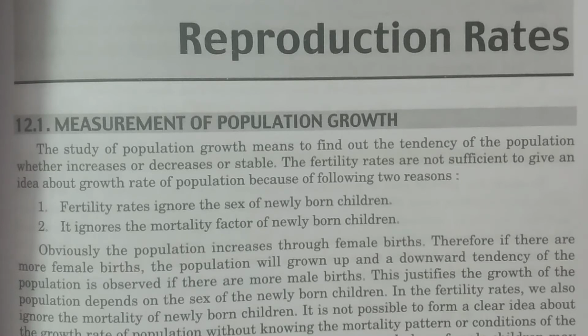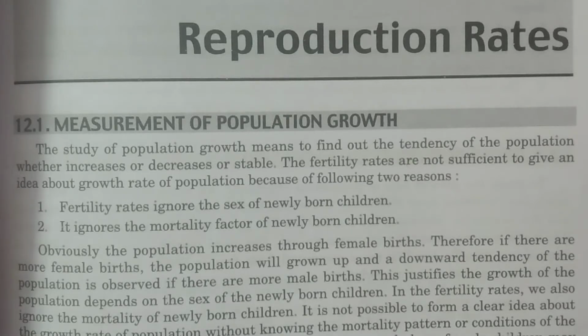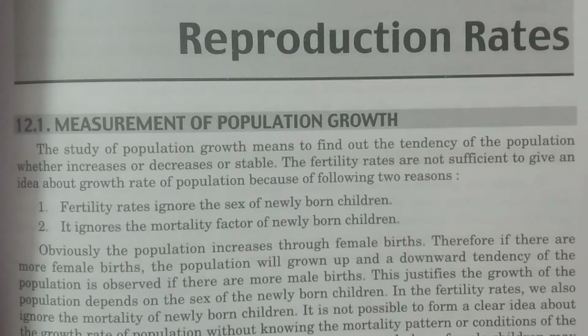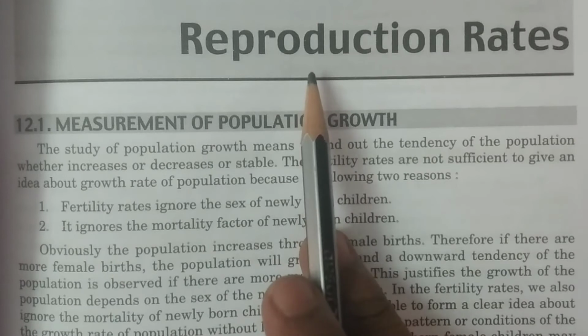In the formula of the birth rate, the numerator term is nothing but number of live births. If you are considering the male birth and female birth, both we consider. But whereas if you consider only the female birth, that is only the indication of reproduction. That is called reproduction rates.